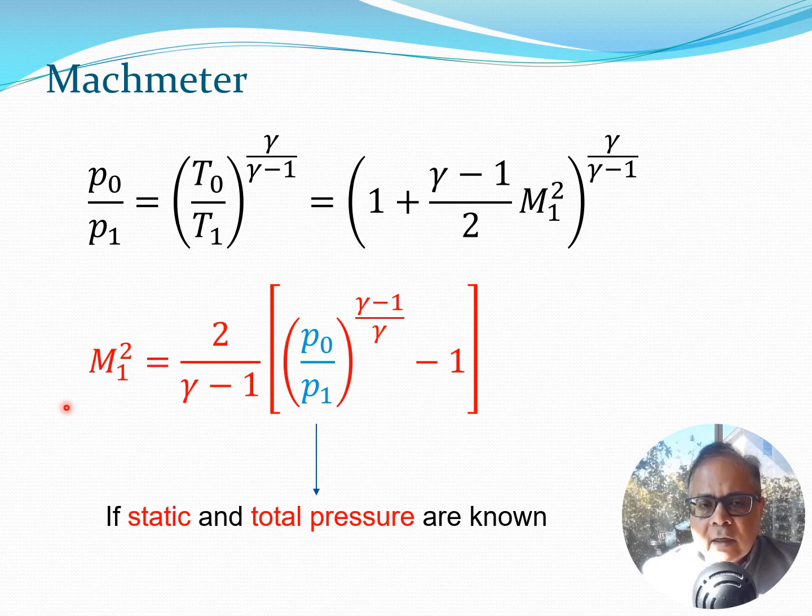at point 1. You can see that this equation can be used to calculate the Mach number at the point the aircraft is flying, provided we know P0 and P1. So we need to know static and total pressure, and then we can use this equation in a device known as the Mach meter to calculate the Mach number at the point where we are flying.